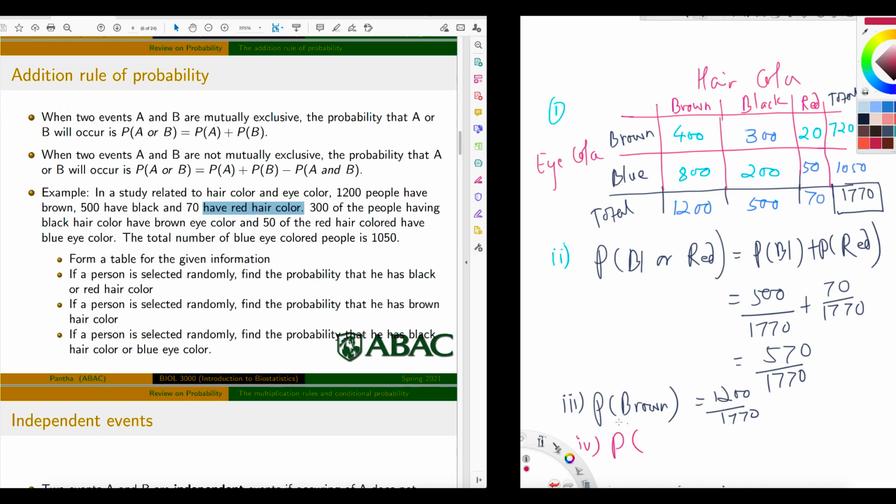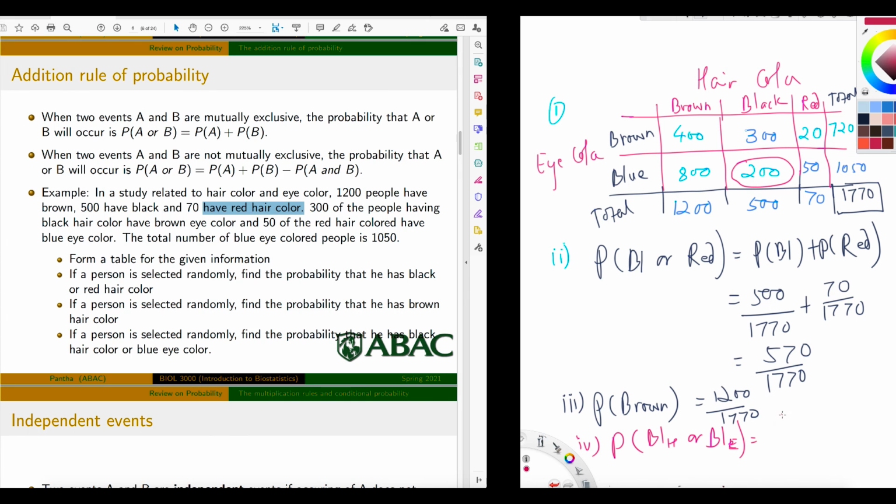And the next one I want to do is IV. If a person is selected randomly, find the probability that he has black hair color or blue eye color. Black hair, let's say BLH, or blue eye, BLE, blue eye color. Okay, what is the probability? Do they have anything common? Black hair color or blue eye color, this is the common thing. You see that? So they have common. Black hair is this column, blue eye is this row, right? So they have 200 in common.